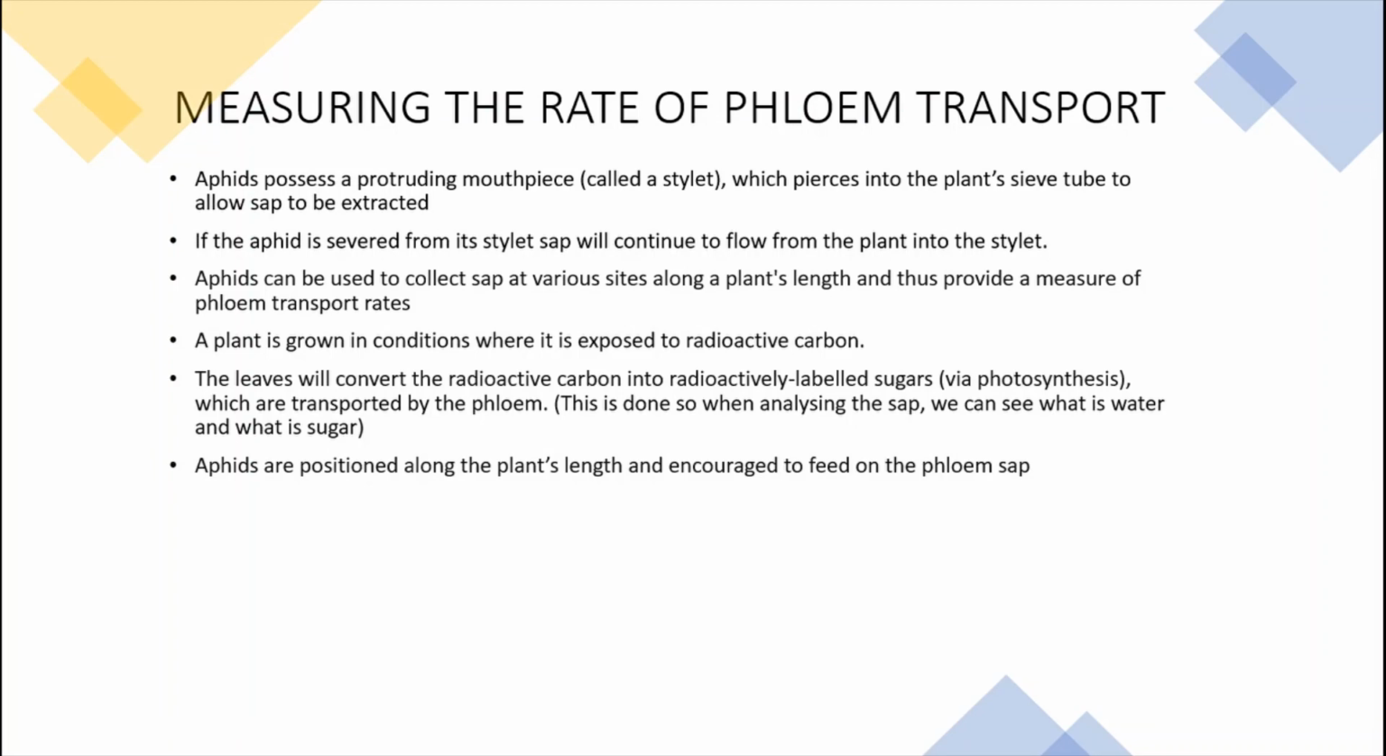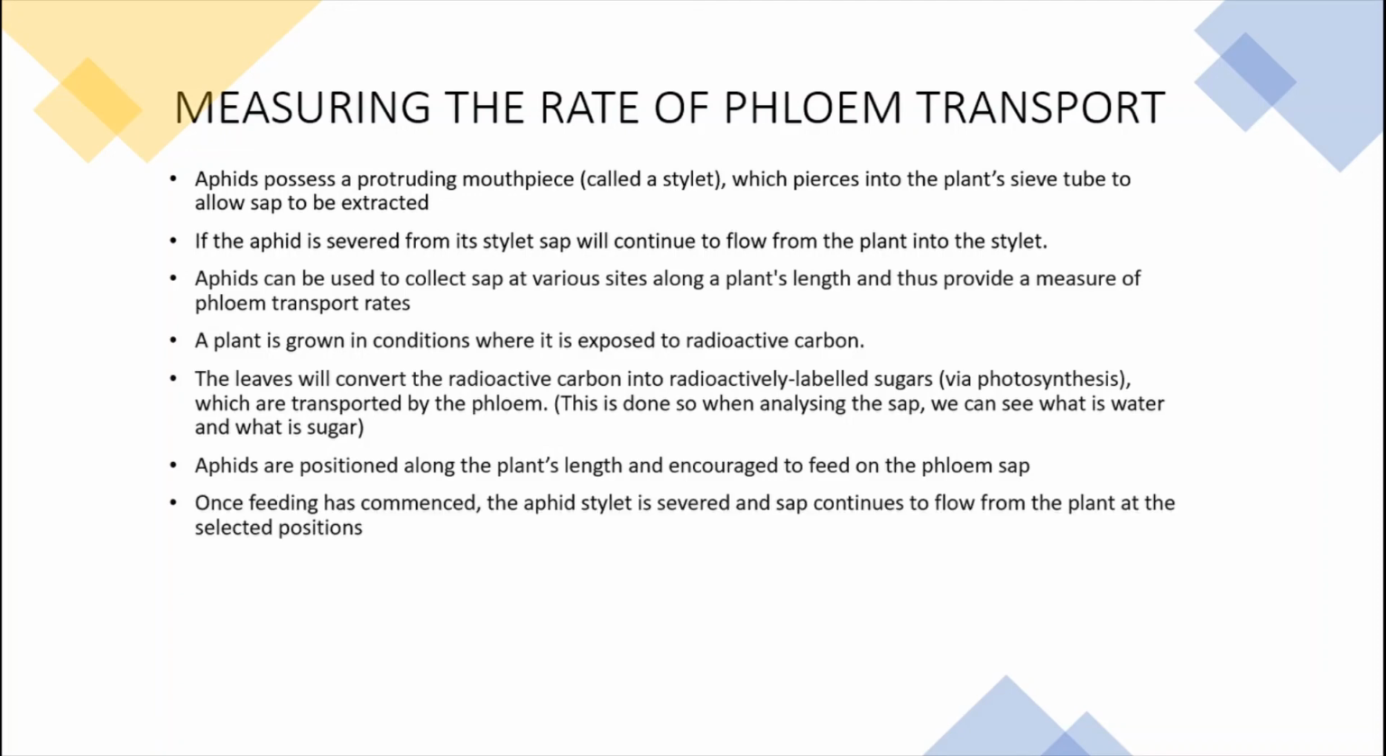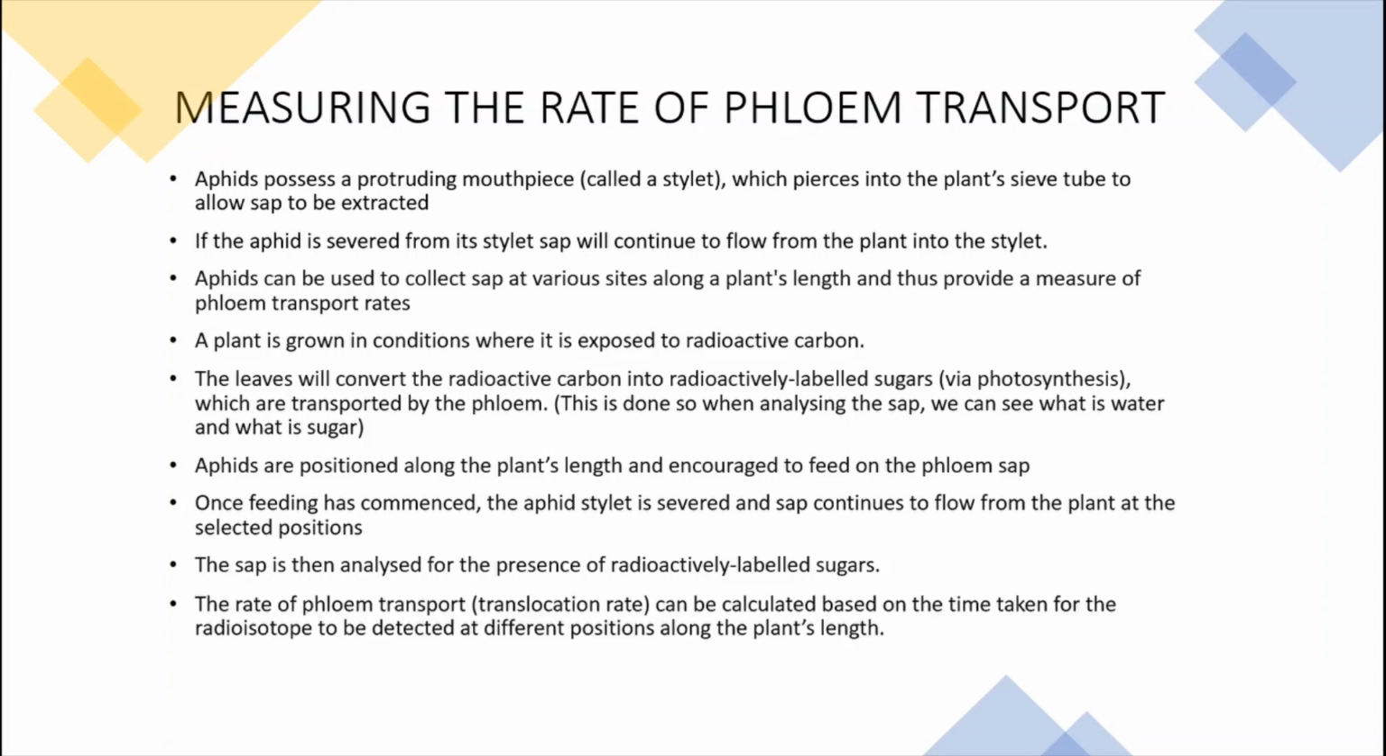After exposing the plant to radioactive carbon, and the plant converts this carbon into sugars, we position aphids along the plant's length and encourage them to feed on the phloem sap. Once the feeding has commenced, the aphid stylet is severed, and then sap continues to flow from the plant at the selected positions. The sap via the stylets is then analyzed for the presence of radioactively labeled sugars. And then we can use this data to calculate the rate of translocation, or the translocation rate.